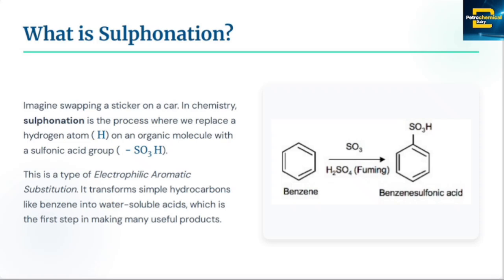Now this is a type of electrophilic aromatic substitution. What is an aromatic substitution? Before we go into the definition of electrophilic aromatic substitution, let's look at what an electrophile is. An electrophile is a molecule that has a tendency to attract or acquire electrons. That means they accept electrons, and they are electron deficient.